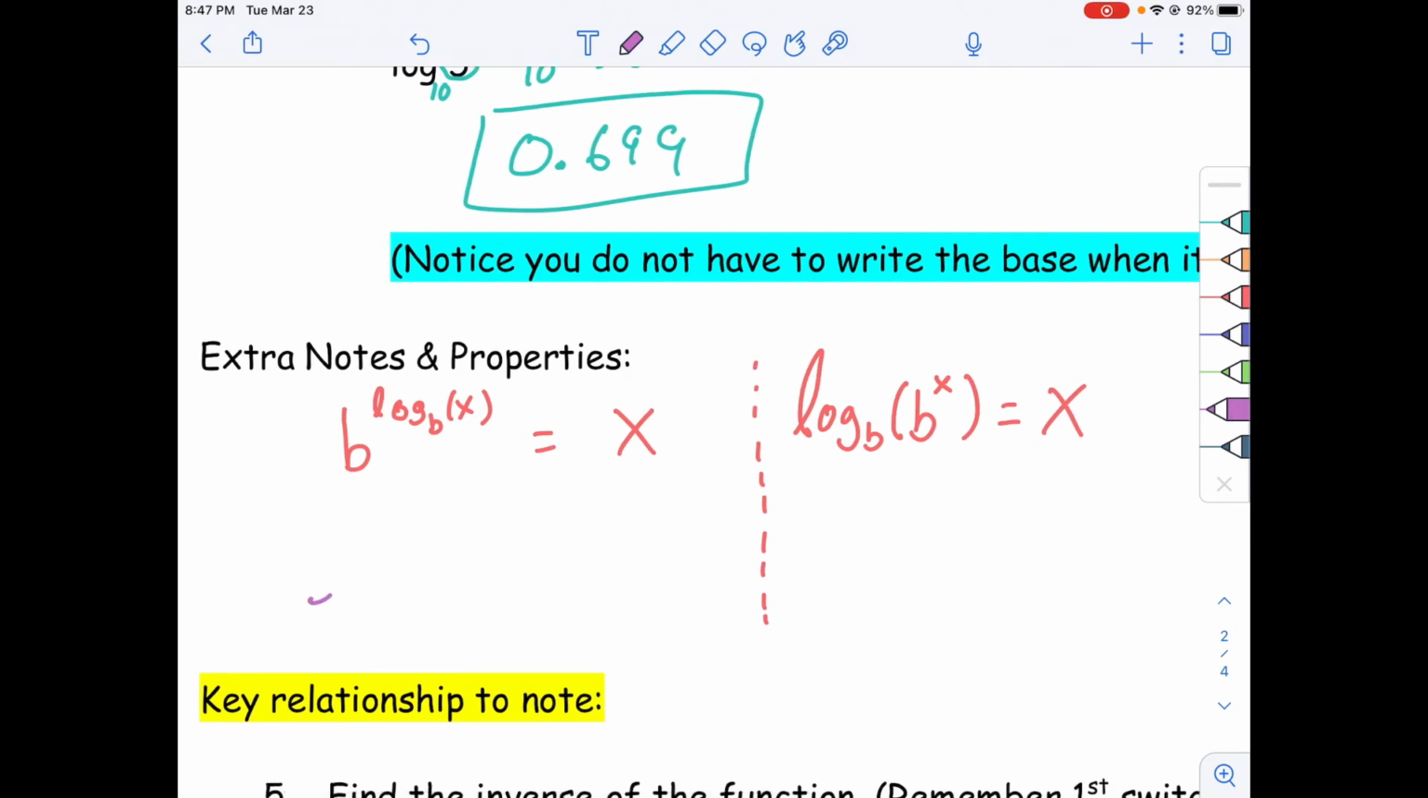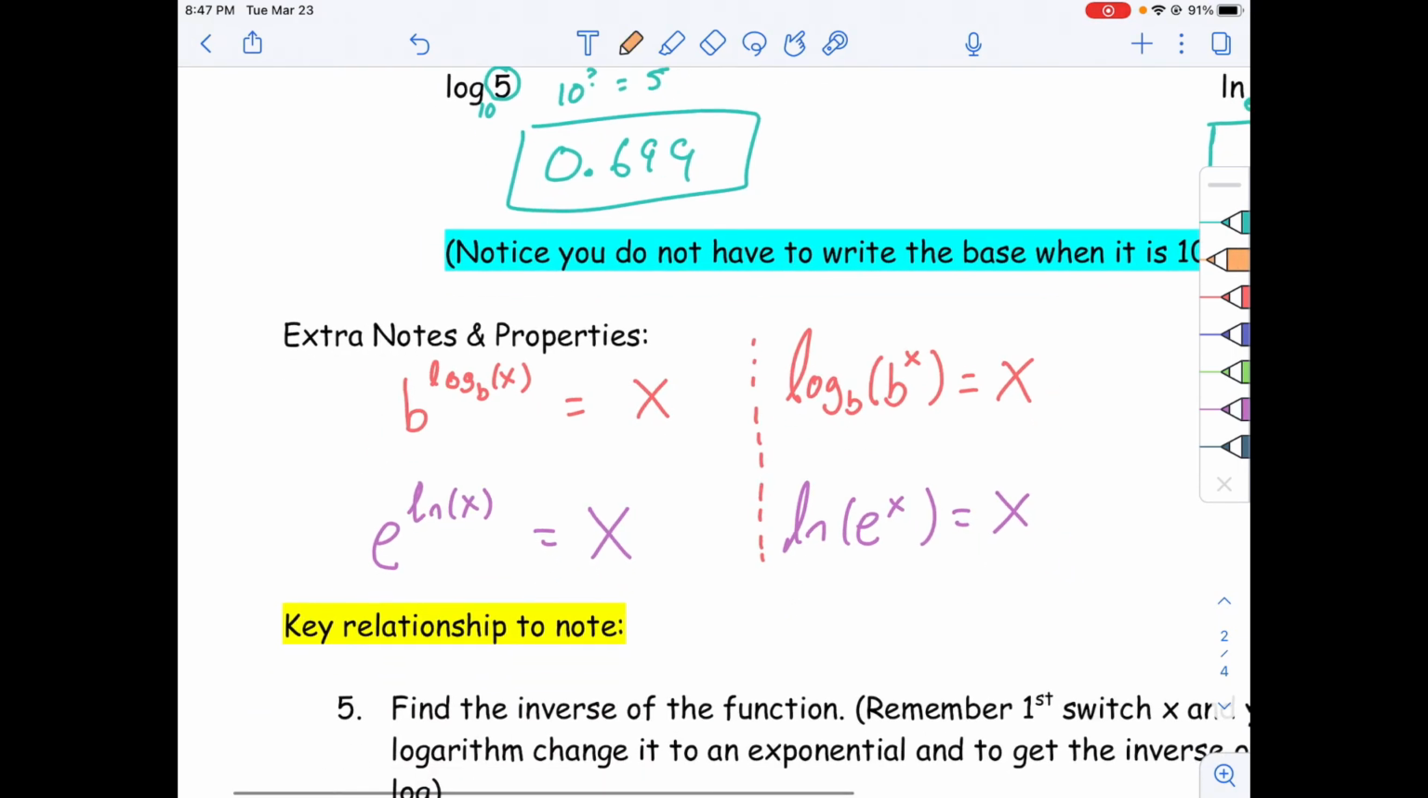All right. Works the same with natural log. If you have e to the ln of x, e and ln would cancel, and you would just be left with x. And then if you had the ln of e to the x, the ln and the e would also cancel, and you would just be left with x.